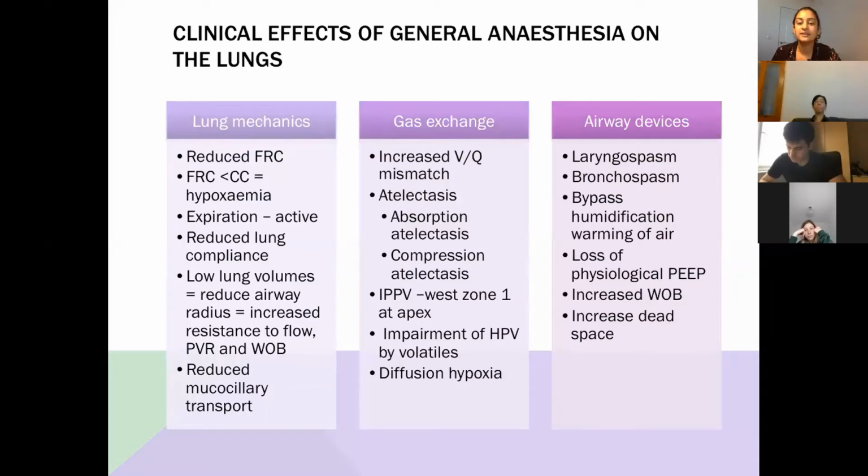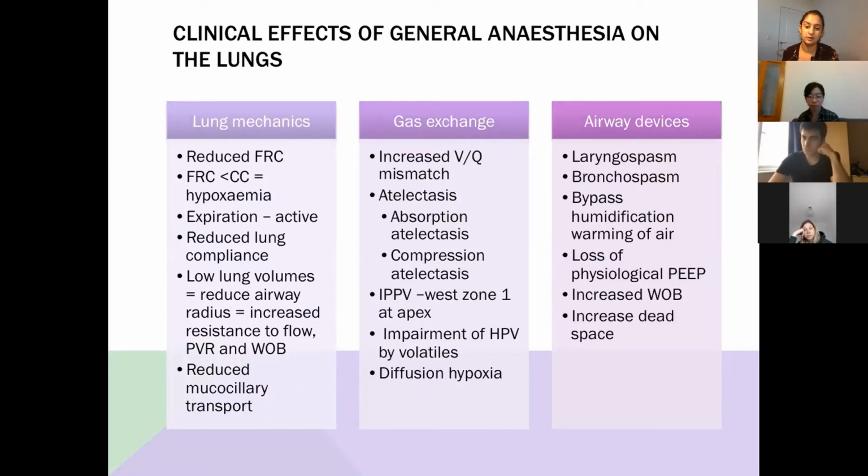Intermittent positive pressure ventilation can cause the theoretical West Zone 1 that we were discussing before at the apex. Because of changes of intrathoracic pressure, you get a lot more dead space at the apex inside the lungs. You get impairment of hypoxic pulmonary vasoconstriction, which is the protective mechanism of the lungs against shunt. This occurs because of the volatile anaesthetics and can increase the VQ mismatch.